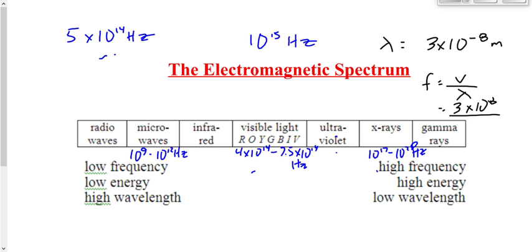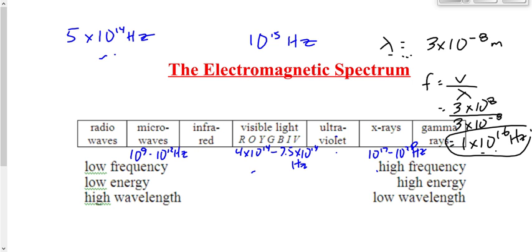And V is 3 times 10 to the positive 8, and then lambda is 3 times 10 to the negative 8. That's going to give me 1 times 10 to the 16 hertz. What do we have now? Ultraviolet, based on its frequency, right? We didn't know what it was based on its wavelength, but we know what it is based on its frequency. So let's just find the frequency and then do our thing.